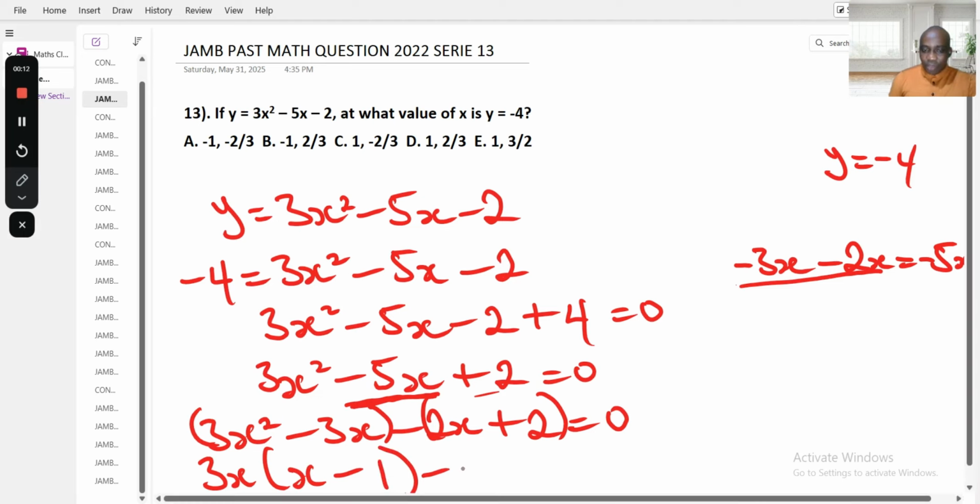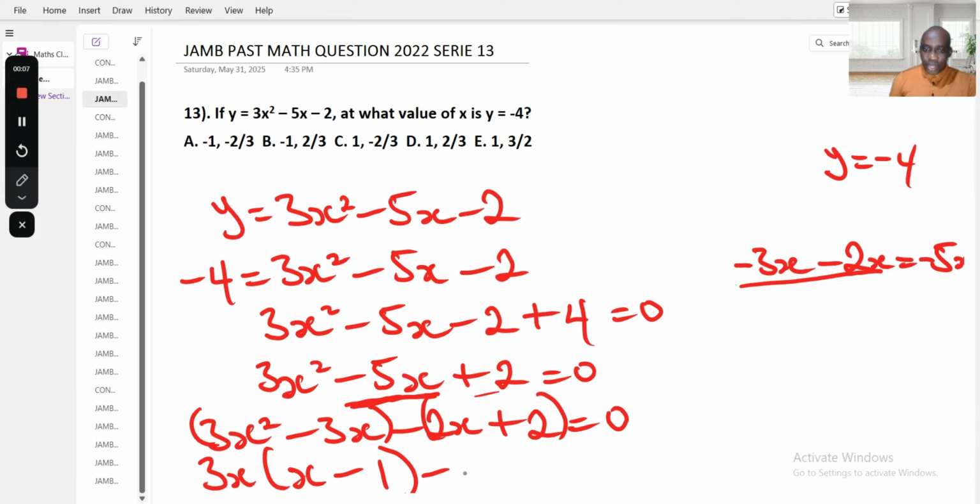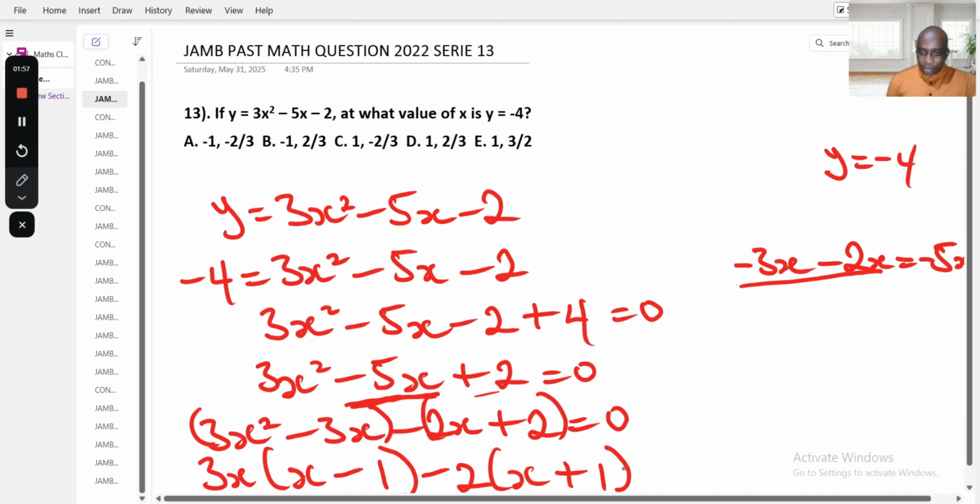Now, what is the common factor here? The common factor is 2. We can see 2 here, we can see 2 here. Therefore, our factor is 2. What will be left is x only, plus what will be left here. Therefore, close the brackets. This is our calculation.